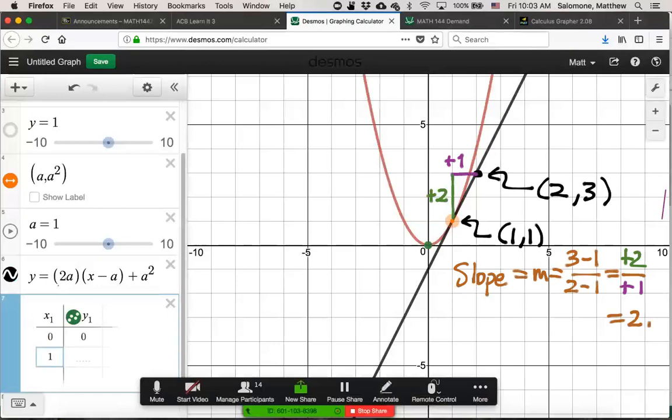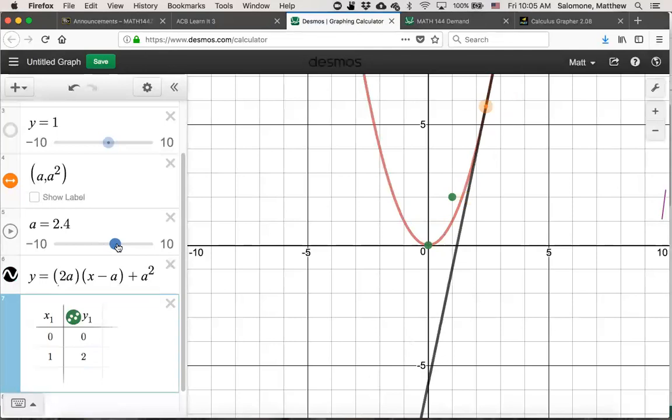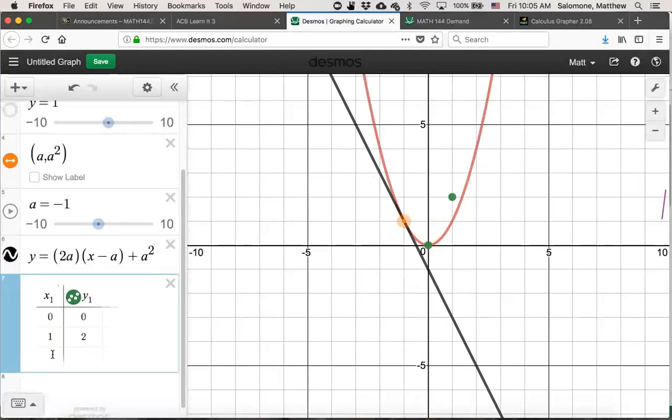So that means that my derivative, when x is equal to 1, is going to be equal to 2. And we can do that same process at a variety of different locations on this graph. For instance, if I slide this over to -1 instead, and I pick 2 points, -1, 1, and -2, 3, and I compute the slope over there, I find that that slope is equal to -2.